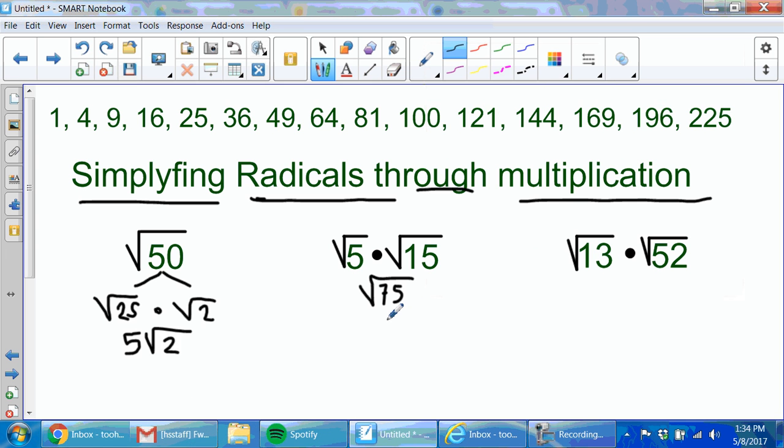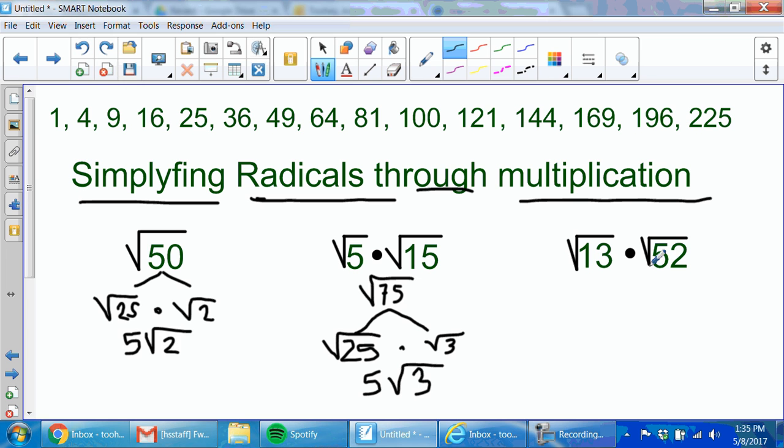So I'm going to split this into the square root of 25 times the square root of 3. The square root of 25, as we did the last time, breaks down to be just the integer 5. And then the radical 3 cannot be simplified anymore as well. So this answer would be simplified to be 5 root 3.